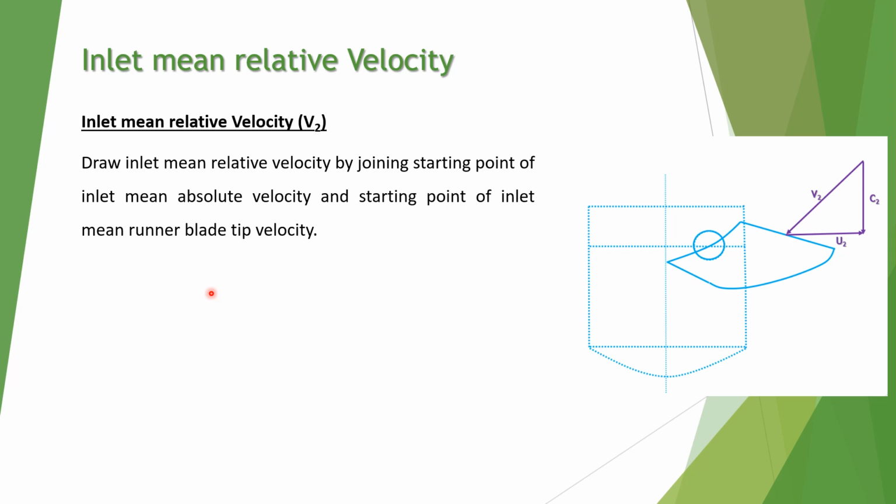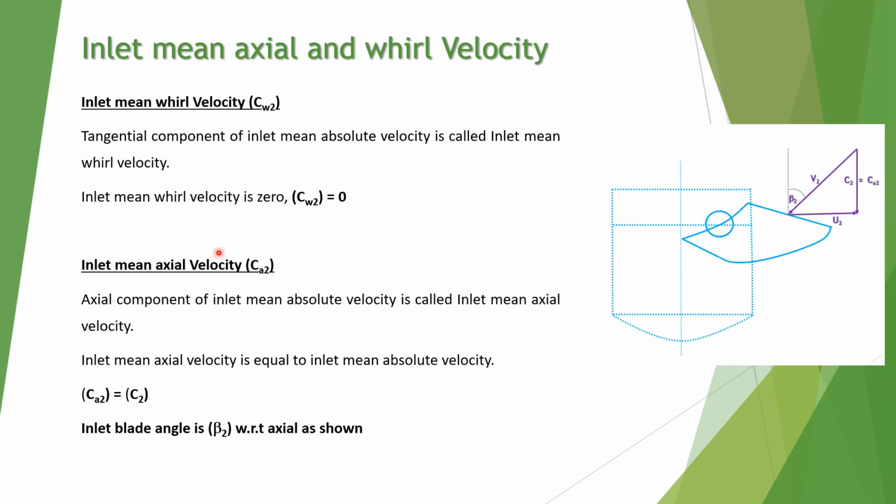Inlet mean relative velocity v2. Join the starting point of c2 and the starting point of u2. You will get the inlet mean relative velocity, that is v2. Inlet mean whirl velocity cw2. The tangential component of inlet mean absolute velocity is called the inlet mean whirl velocity, but the tangential component is 0, so cw2 is 0.